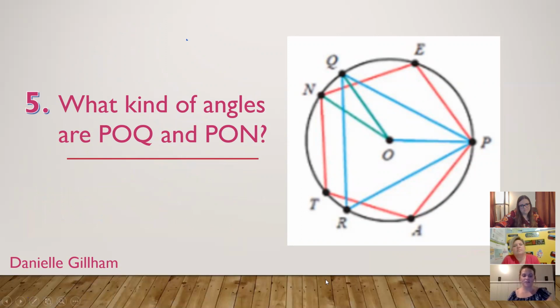Danielle, what kind of angles are POQ and PON? So our angles POQ and PON, let me go back to the notate, are these right here. Here's PON, and here's POQ. And these are both called central angles. And you'll use those to find the rest of the angles in the problem. Okay, do that, the central angles.